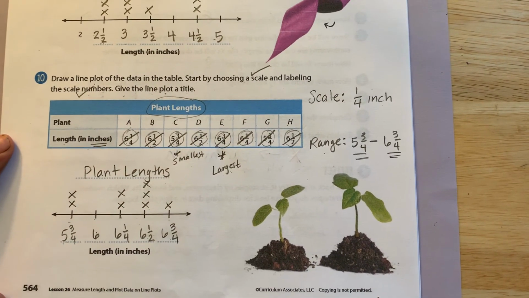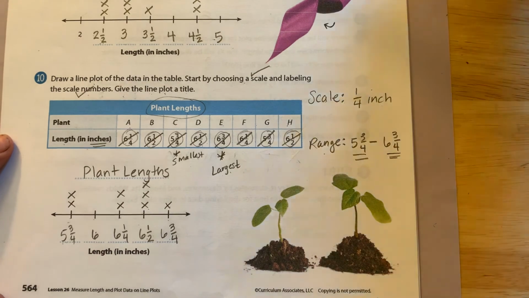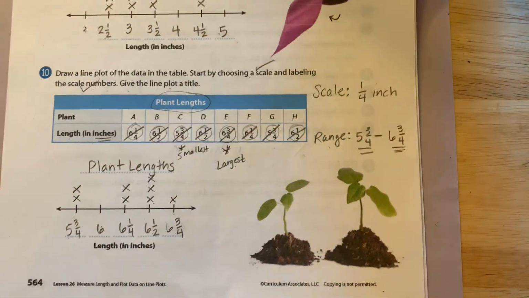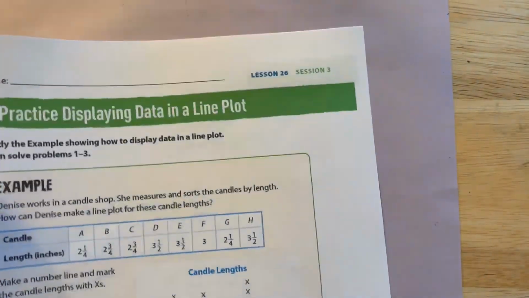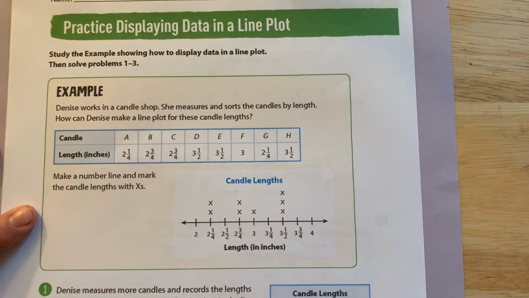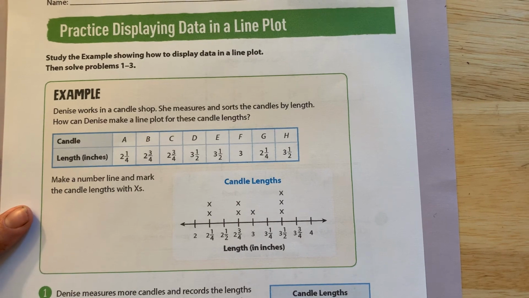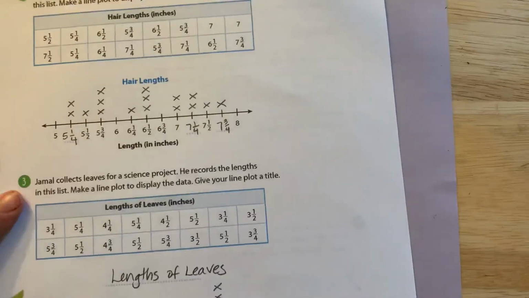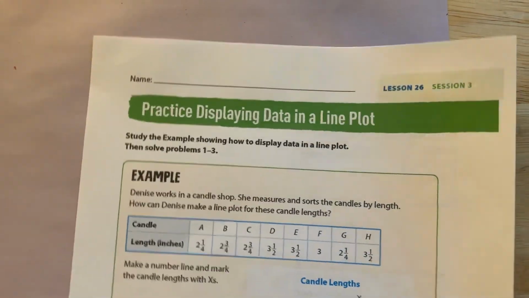Okay, and that is the end of our little lesson on session 3. So what you're going to do now is you're going to take out the independent practice and you're going to read through the example and you're going to start to solve pages 565 and 566 on your own. And then when you come back, we'll go over the answers in video number 2.